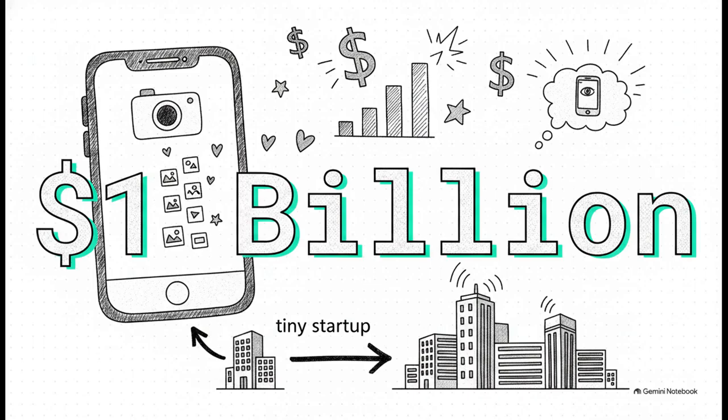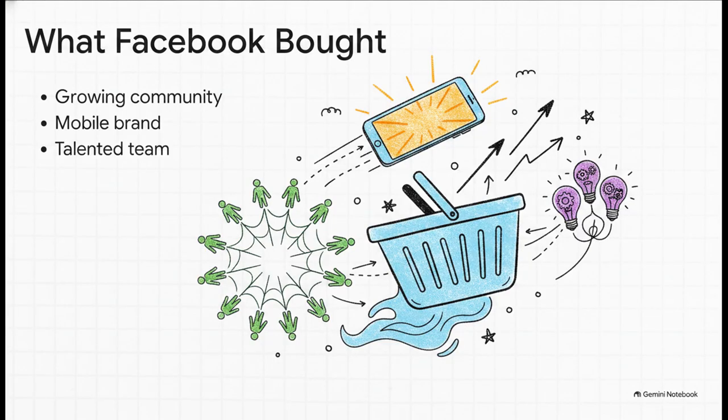He knew the future of social media was shifting heavily to mobile, and Instagram completely owned mobile photography. So in April 2012, Facebook made its move, and the entire tech world was utterly shocked by that price tag for such a tiny startup. But here's the thing, Facebook wasn't just buying some office space and 13 employees. They were playing a much longer game.